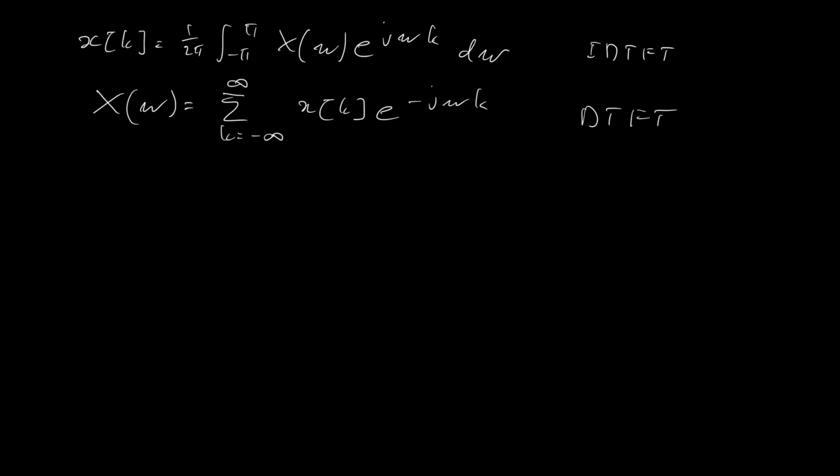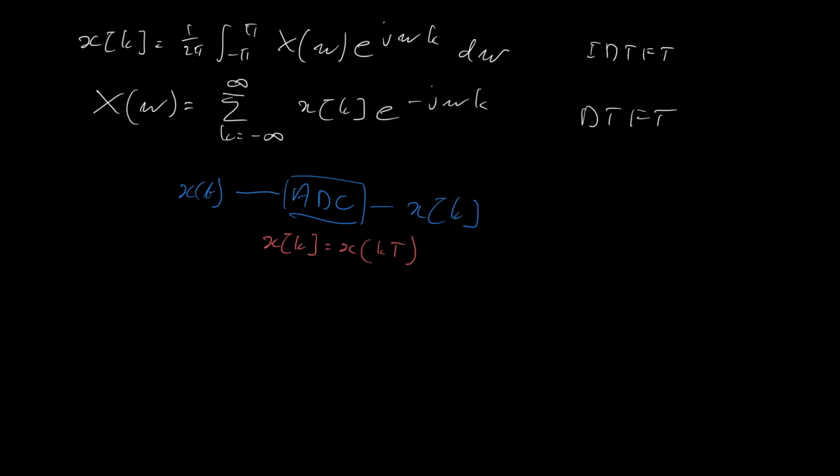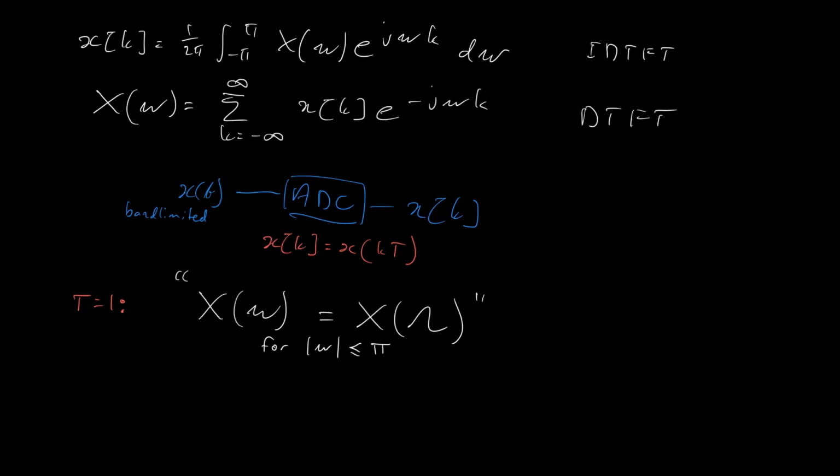An ideal A to D converter simply creates a sampled version x of k of the original continuous time signal x of t. When capital T equals 1, and if x of t is suitably band limited, then we know that x of small omega is just equal to x of big omega, with little omega equal to big omega. In other words, there is a one-to-one mapping between frequencies in continuous time and frequencies in discrete time.